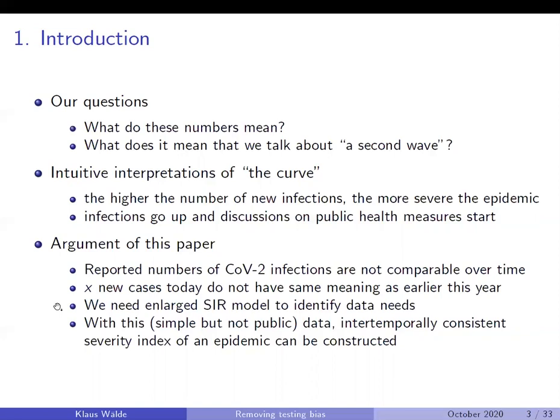What do they then mean? Well, if we want to understand what these numbers mean, we need an enlarged SIR model. The SIR models are the standard models in epidemiology. We need to enlarge them to understand which data we actually need to have a measure of the pandemic that is comparable over time. And with this new measure and with the data that we need to compute this measure, and the data is very simple, but it's not public, we can then construct an intertemporally consistent severity index of an epidemic.